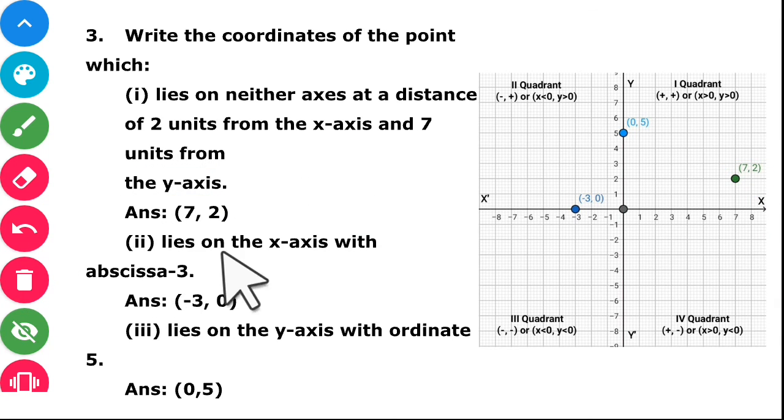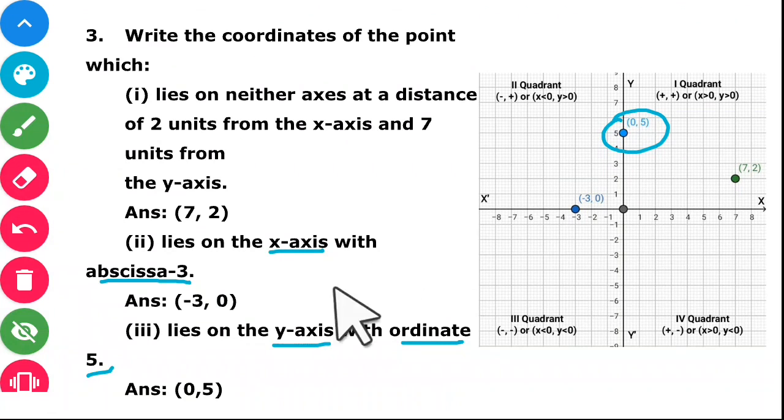Question number 2, lies on the x-axis with abscissa -3, which is this point, that is (-3, 0). Question number 3, lies on the y-axis with ordinate 5, which is this point, that is (0, 5).